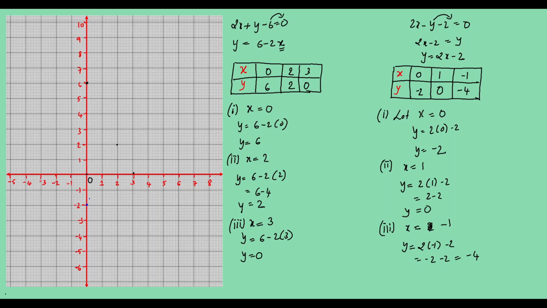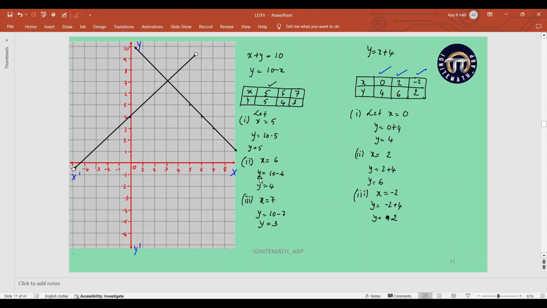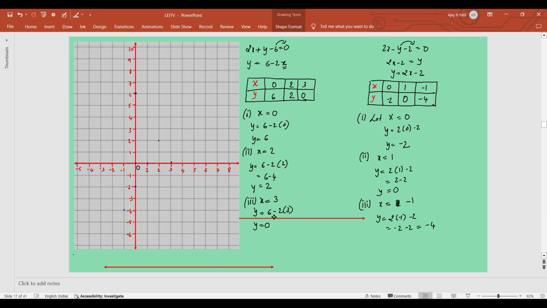This is the blue one, keep in mind. X equal to 1, y equal to 0. This is the point, the blue one. X equal to minus 1, y equal to minus 4. Here is the point. Keep in mind, children. Okay, now I need to draw the line connecting these points. Clear? So keep in mind, children, I'm going to draw the line connecting these points. Pay attention.